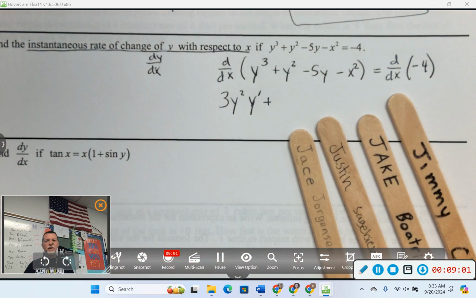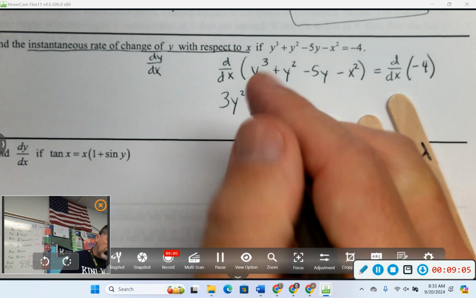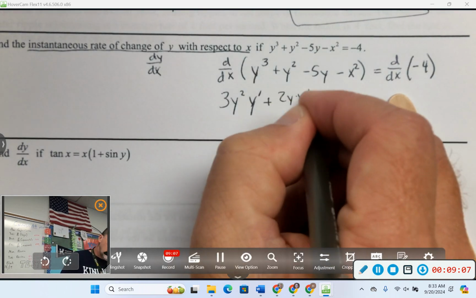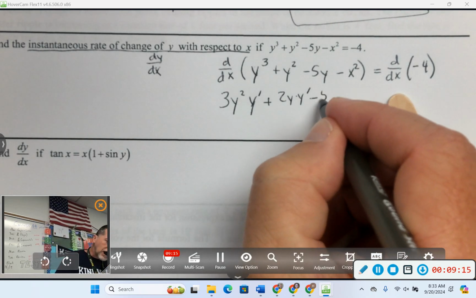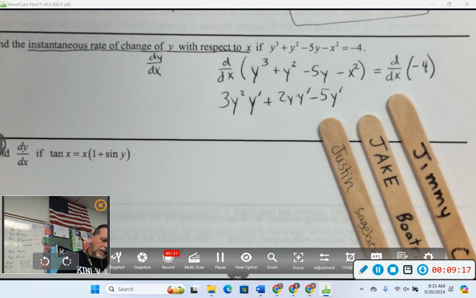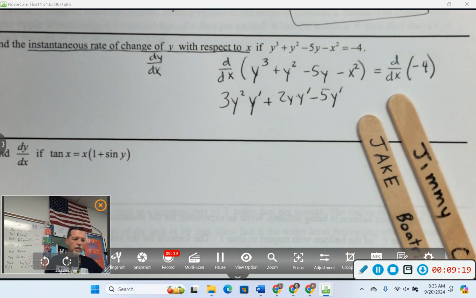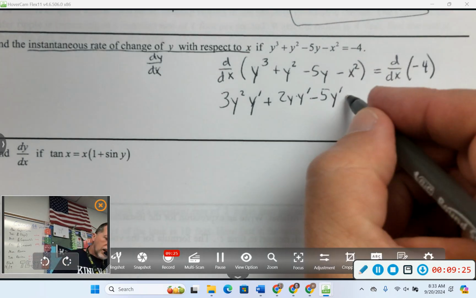Jace, how about the derivative of y squared? 2y times y prime. Justin, how about the derivative of negative 5y? 5y prime. Yes. Well, minus, but yes. Minus 5y prime. Jake, how about the derivative of negative x squared? 2x times x prime. Or no, x prime.